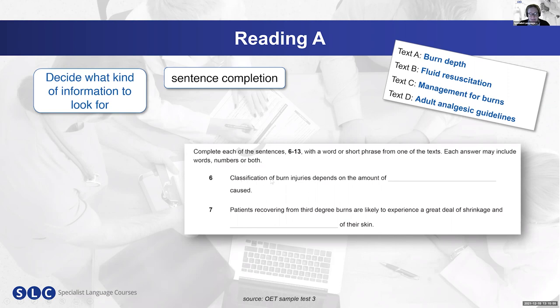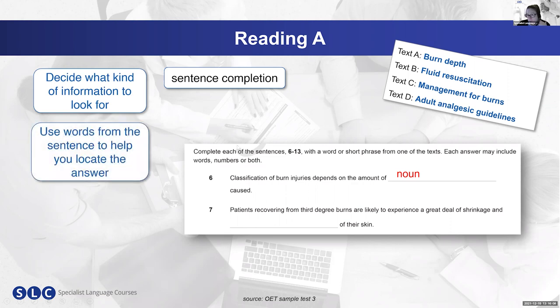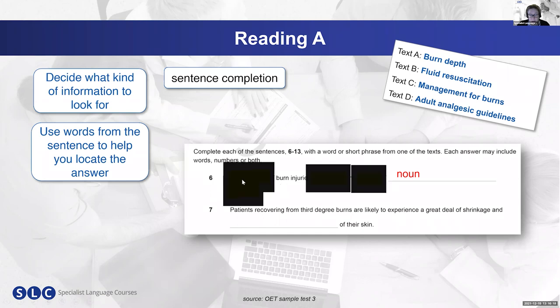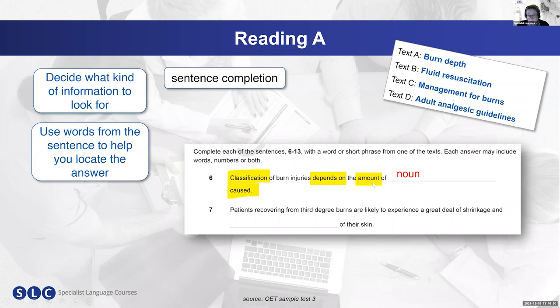So classification of burn injuries depends on the amount of something caused, the amount of something. So it's going to be some sort of noun. We also are going to use words from the sentences to help us locate the answer. So we need to identify, perhaps underline, the keywords. So we're looking at classification depends on amount of something.